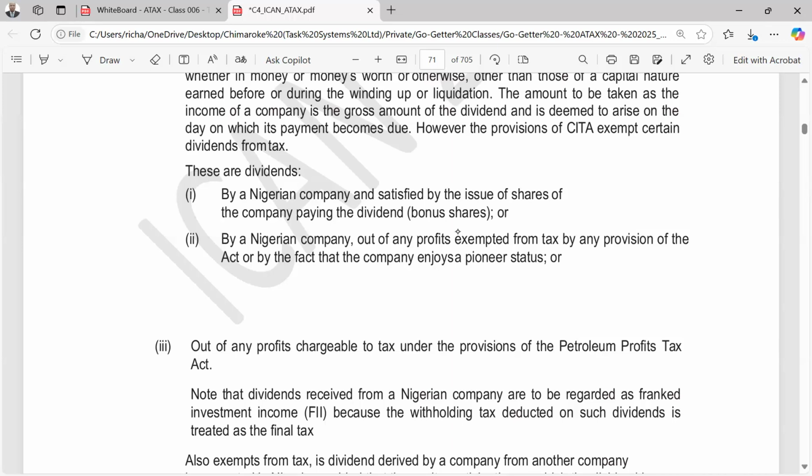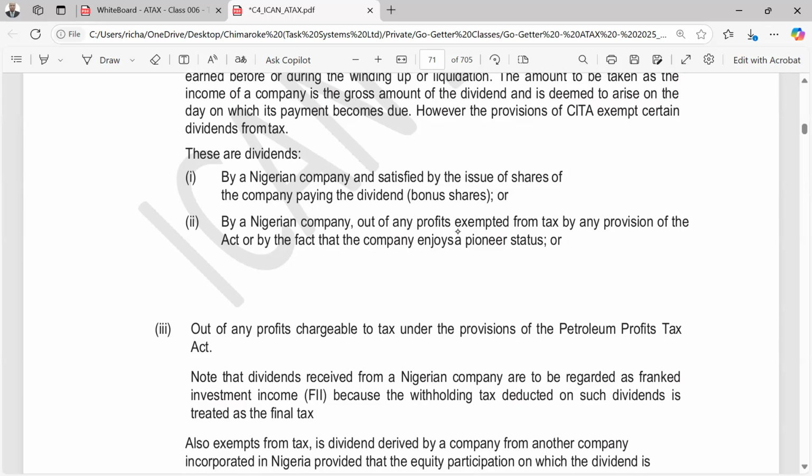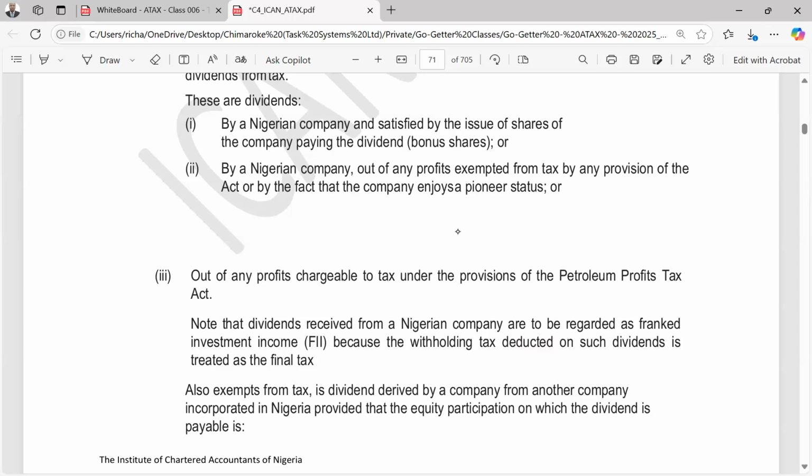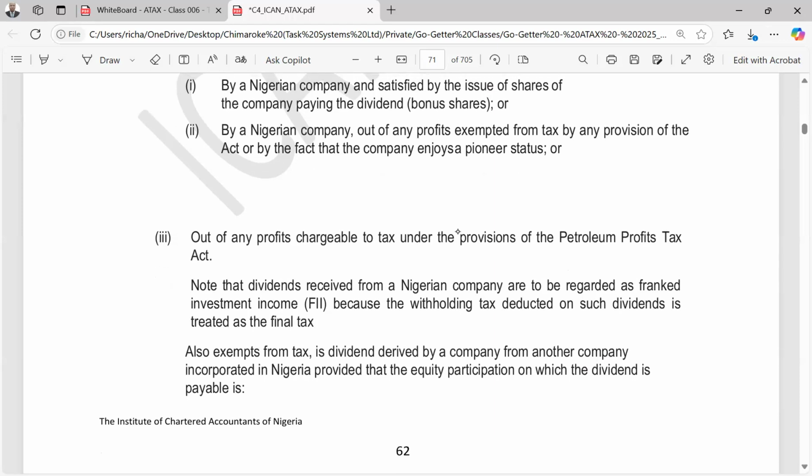Let's say, for example, you are doing pioneer business. Pioneer business is not taxed, and you are distributing the profits. That profit will also be tax-free. Out of profits chargeable to tax under the provision of the Petroleum Profit Tax, any profits that you are distributing under PPT are said to be tax-free.